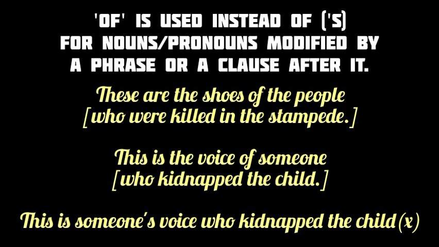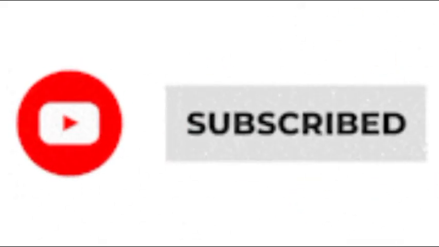Again, this is the voice of someone who kidnapped the child. Here the indefinite pronoun someone is modified by the clause who kidnapped the child. Hence, of is used before it instead of the possessive s. So these are the rules of the possessive s and of, and these are not very hard and fast rules.